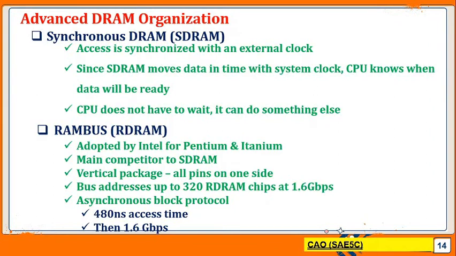Whereas the RAM bus is adopted by the Intel Pentium or the Itanium, the main competitor to SD-RAM. It has a vertical package of all pins on one side. In synchronous RAM, the structure is distributed, whereas the RAM bus is packaged in a vertical one. And compared to SD-RAM, the RAM bus speed is faster.